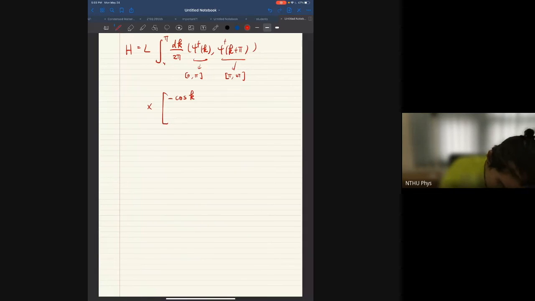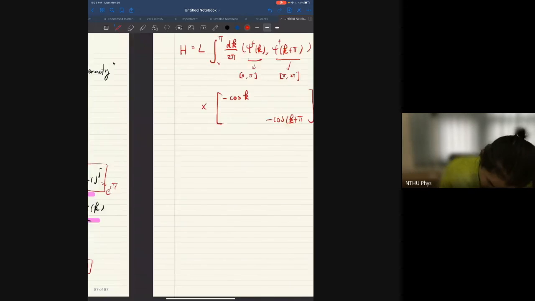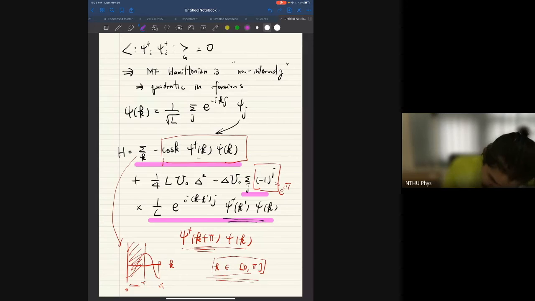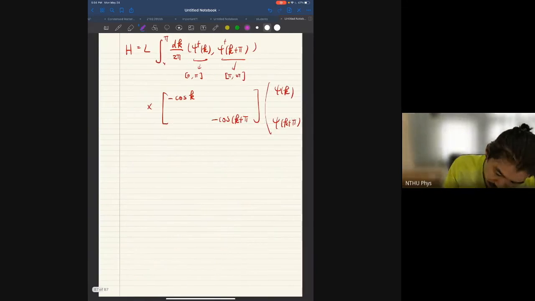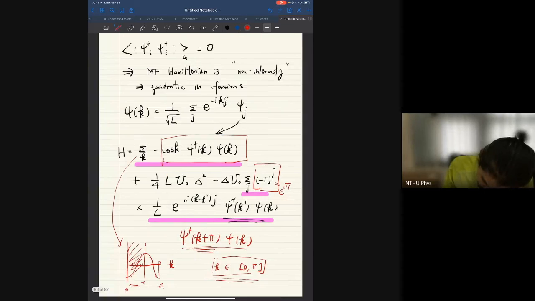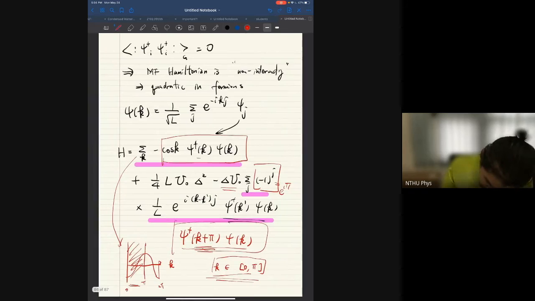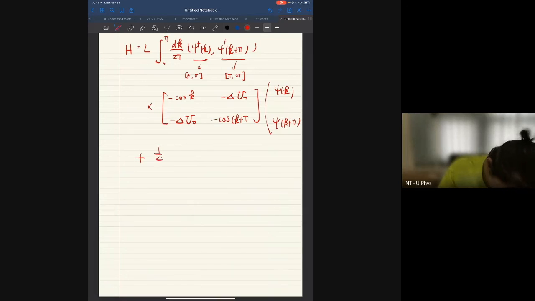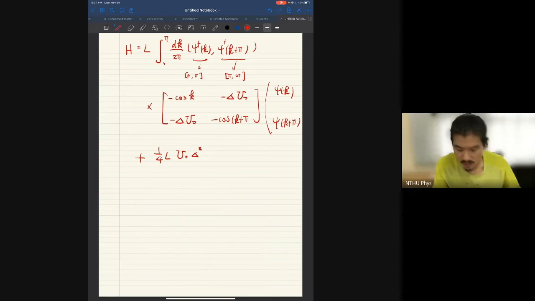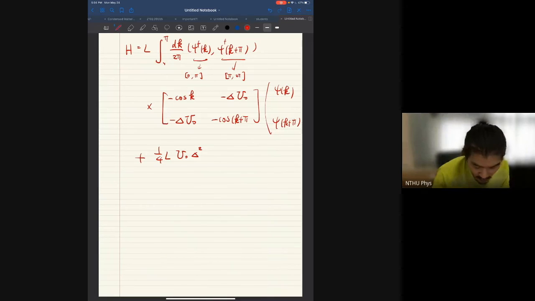So the first term is still cosine k. This is the diagonal part, as you write down. I just split this into 0 to pi and pi to 2 pi, and then rewrite it in this form. The integration will be 0 to pi, diagonal part. The off-diagonal part will contain this term times this one. And then plus the constant term, which is this part. So this is the Hamiltonian in the mean field treatment, rewritten in half of the Brillouin zone.